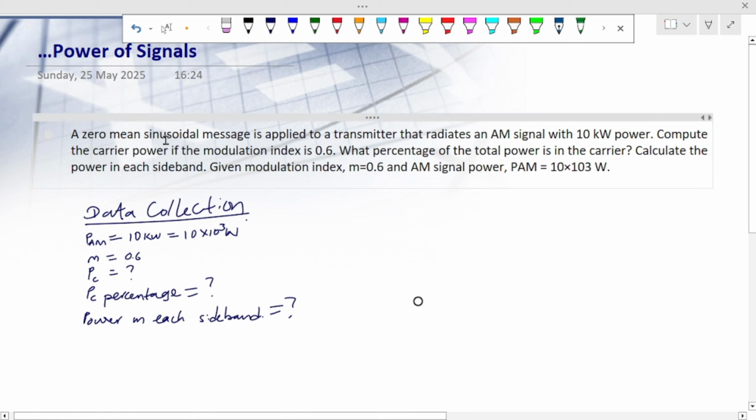A zero mean sinusoidal message is applied to a transmitter that radiates an AM signal with 10 kilowatts power. Compute the carrier power if the modulation index is 0.6. What percentage of the total power is in the carrier? Calculate the power in each sideband. Given modulation index 0.6 and AM signal power P_M is 10 kilowatts.